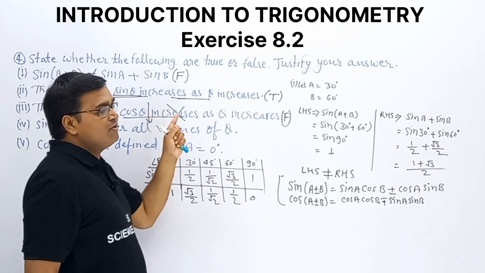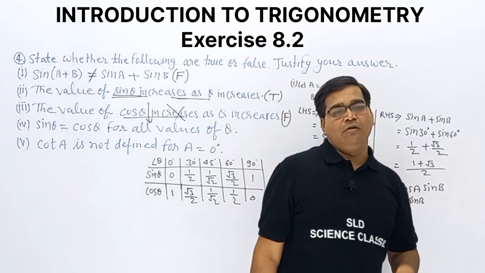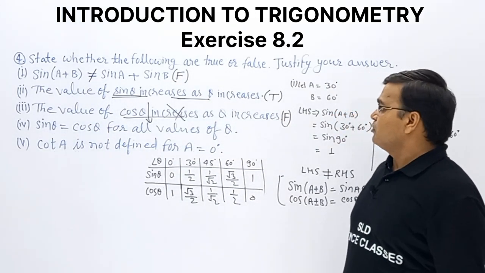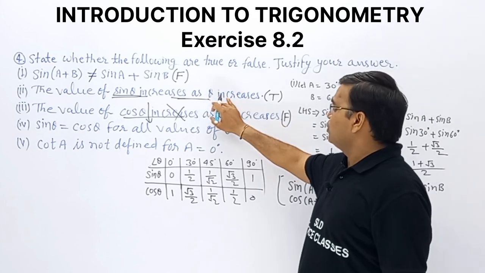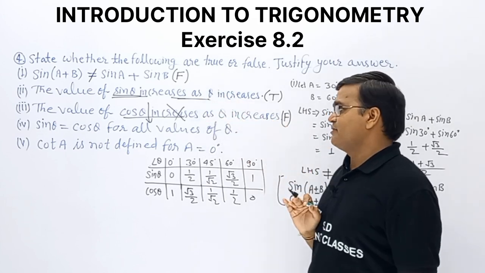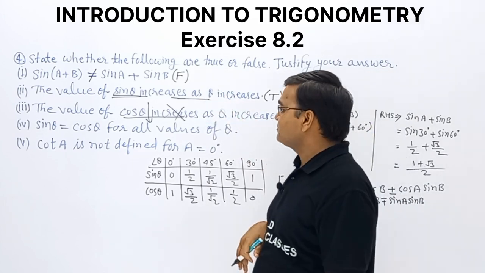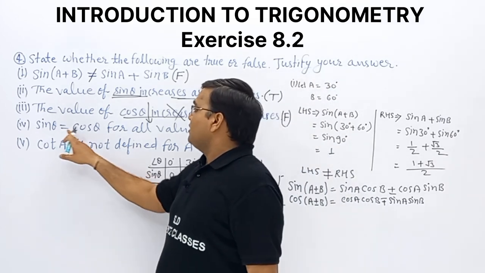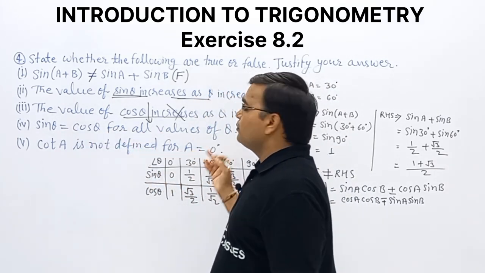Clearly? So that time this given statement will be false. This is false. So the first one is false, the second one is true, the third one is false. Now two questions are remaining. Observe. Sin theta equal to cos theta for all values of theta.